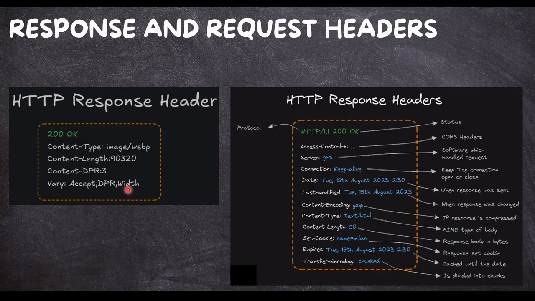Okay, now some more examples of HTTP request or response headers. Here in this image you can see 200 OK is the status, HTTP 1.1 is the protocol version, access control, server, connection, date, last modified, content encoding, content type, content length. These are just things which add context to your particular request or response. Okay, now let's move forward.